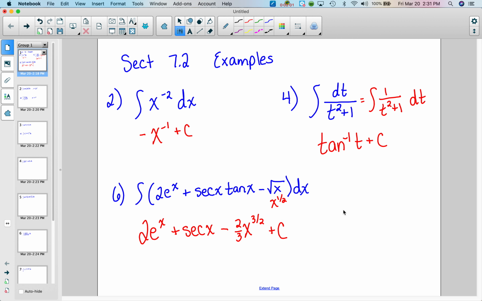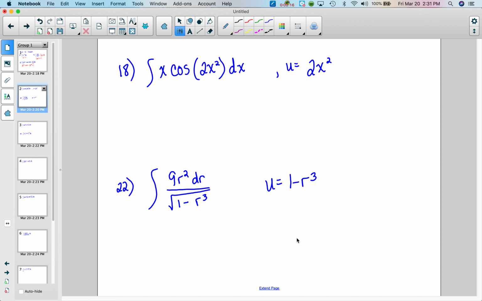So these are just the antiderivatives. Don't forget your plus a constant. That's what's different about these, because they are indefinite integrals, so you cannot evaluate them and get just a numerical answer. So don't forget your plus a constant.